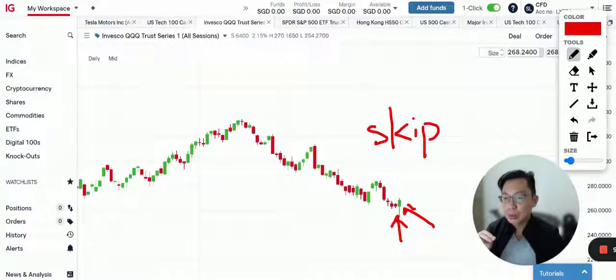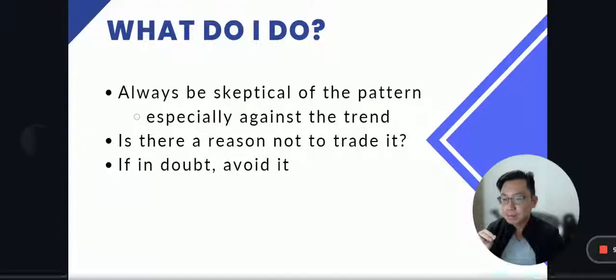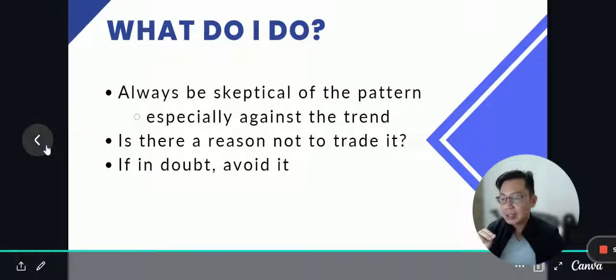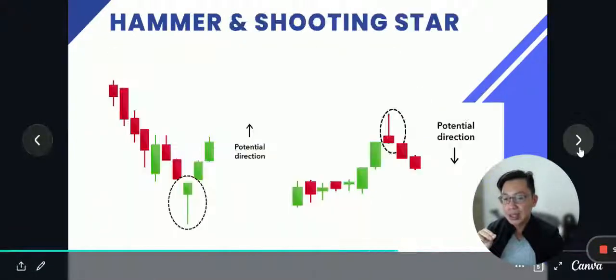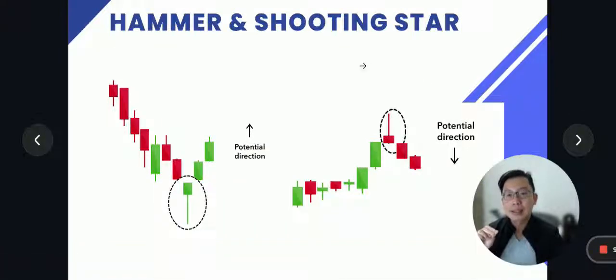So, back to this pattern here, whenever I see a hammer or shooting star pattern, I try to avoid it. I hope this is something new to you, that you learned something from this sharing, and I will see you guys again in the next video.